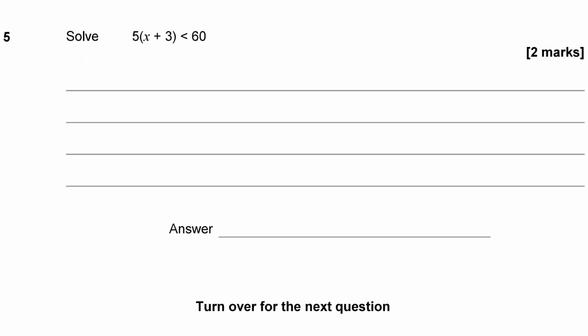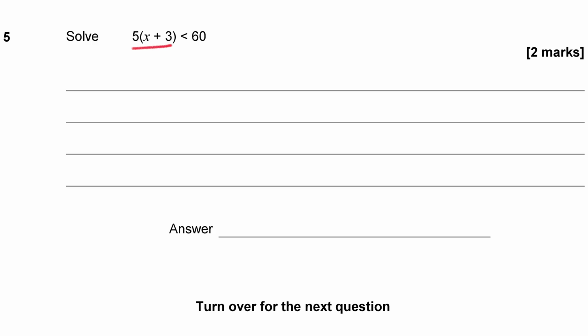Question 5. Solve 5 lots of x plus 3 is less than 60. So this is an inequality. Now you can just solve these exactly the same way you would an equation. So as long as you can solve equations, you can also solve inequalities, mostly. There is one extra rule, but we'll get to that in a minute.